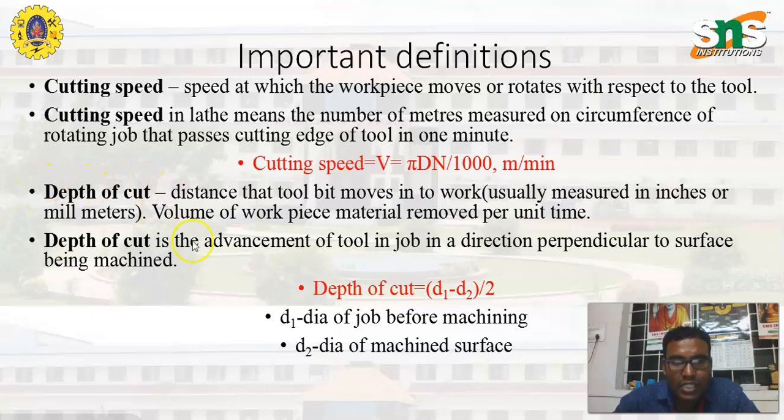Next is the depth of cut. It is the distance that the tool bit moves into the work. It is usually measured in inches or millimeters. Volume of workpiece material removed per unit time. Next one is the depth of cut. It is the advancement of the tool in the job in the direction perpendicular to the surface being machined. The depth of cut is defined by the formula capital D1 minus D2 divided by 2. D1 is the diameter of the job before the machining process. D2 is the diameter of the machined surface, or the diameter of the job after the machining process.